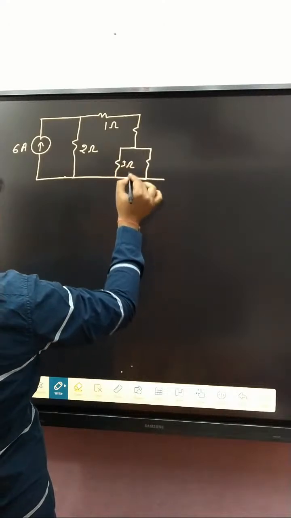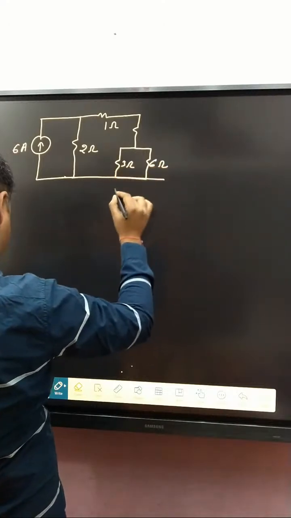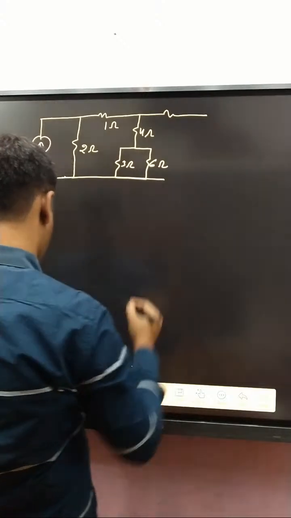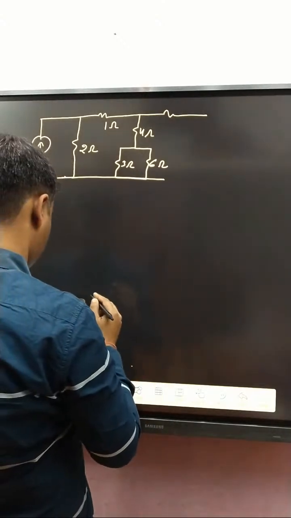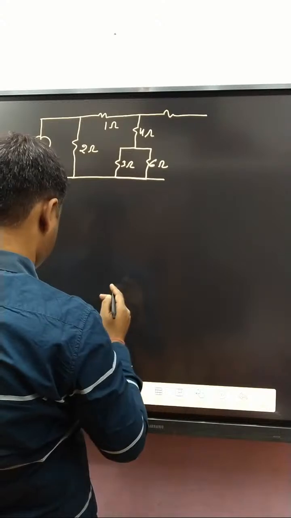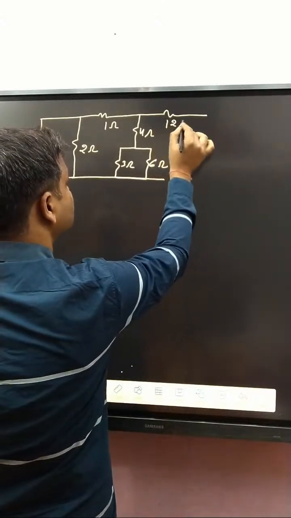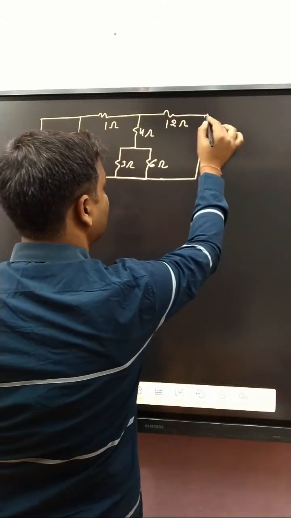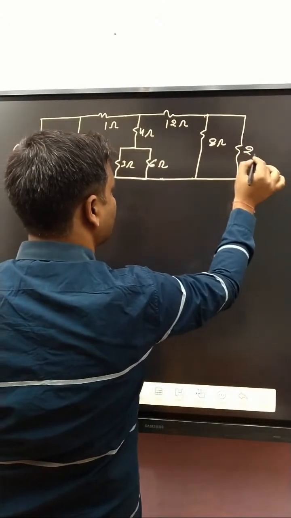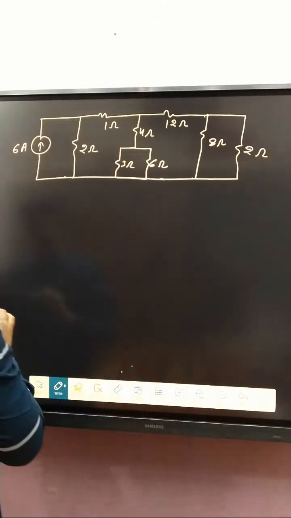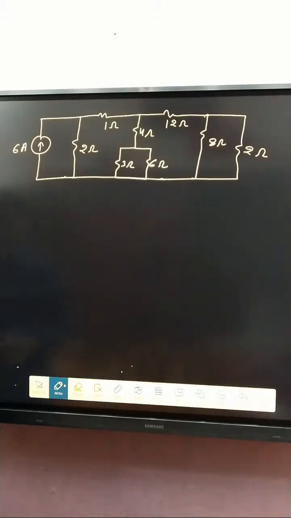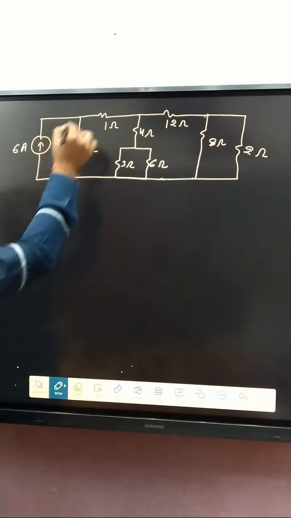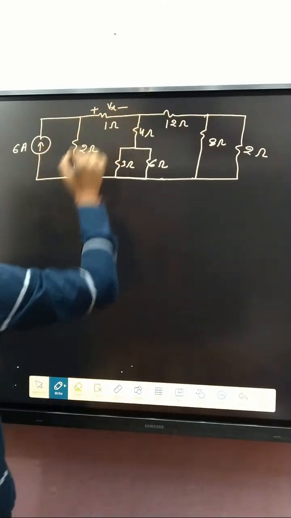Here 3 ohm, here 6 ohm, here 4 ohm, and that one is 12 ohm, and that one is 8 ohm, and here 2 ohm given. Okay, our target: determine current in all branches. And what about voltage Vx also?